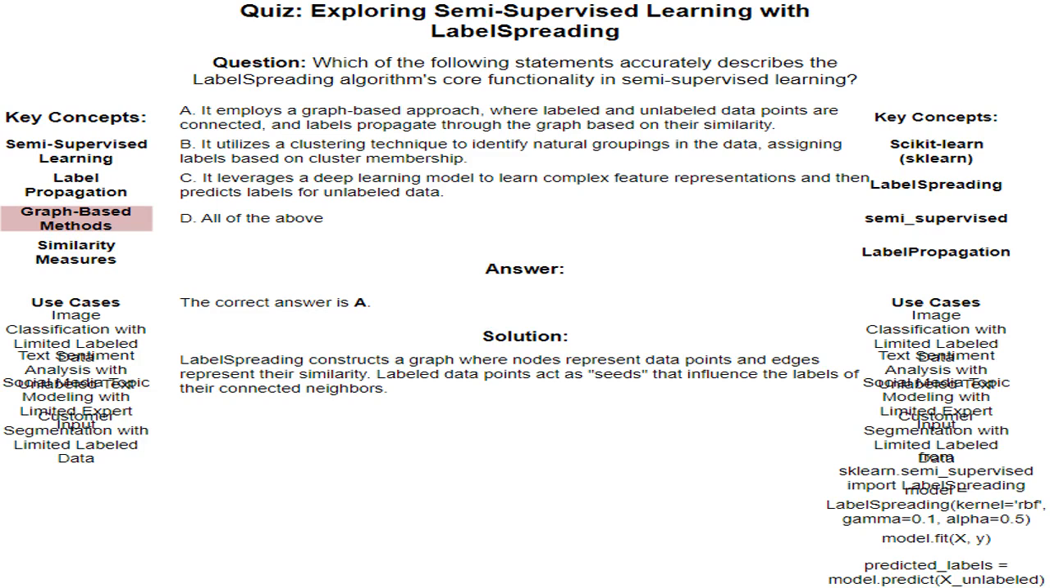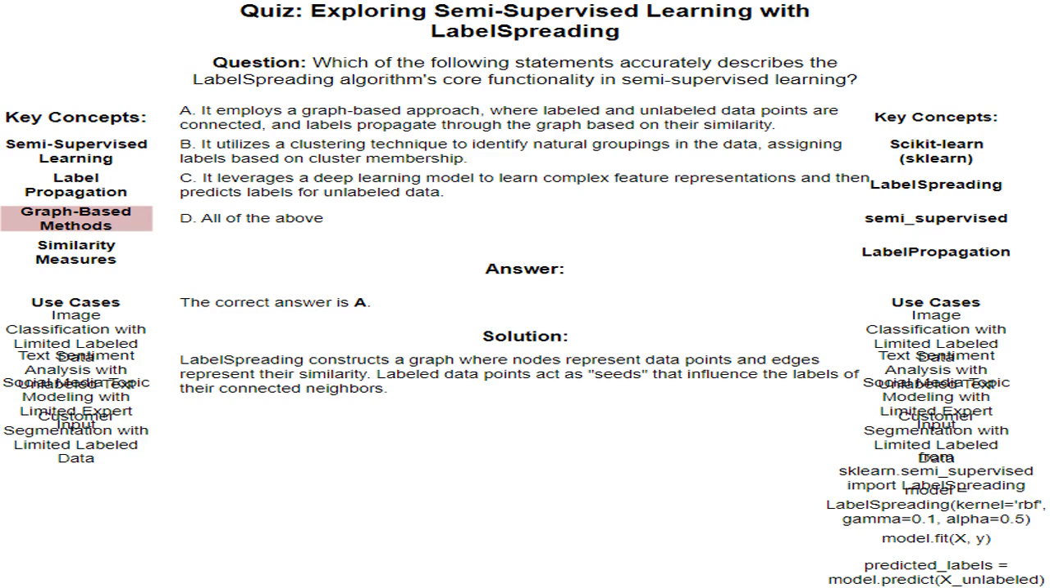Graph-based methods. Graph-based methods represent data as nodes in a graph, where edges connect nodes based on their similarity. Label spreading is a graph-based algorithm that leverages this representation for semi-supervised learning.